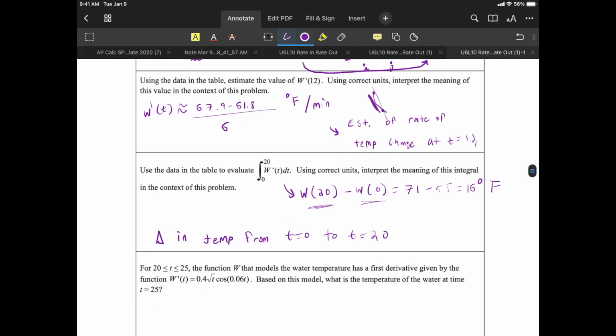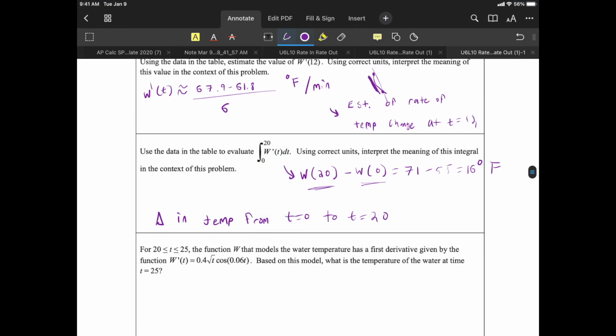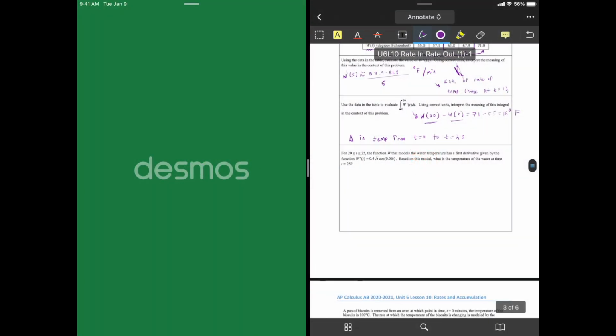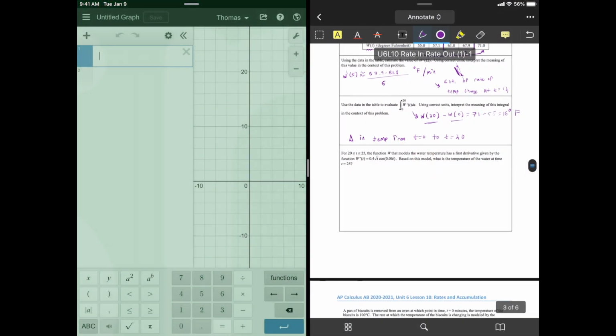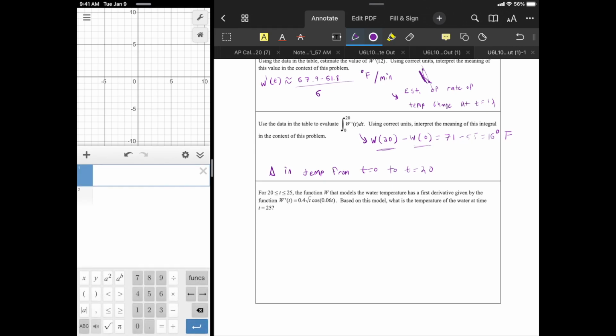If we have, right, and this is where I want to show you how these questions will often be calculator active, and I want to show you what you can do on the calculator and what you are not allowed to do. So we are going to open up Desmos here today, but I'm going to do just what you could do on a TI-84 calculator. The function W that models the water temperature has a first derivative, and so they give us this thing, 0.4 times the square root of t times the cosine of 0.06t. Crazy function. Let's take a look at it.